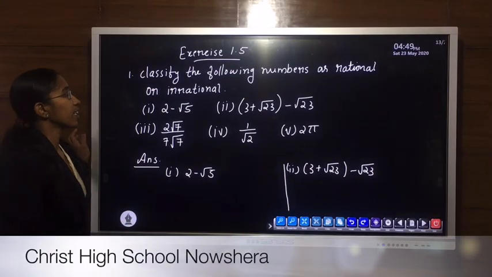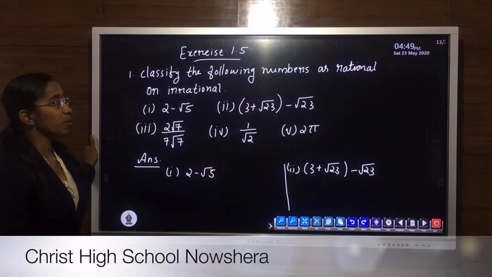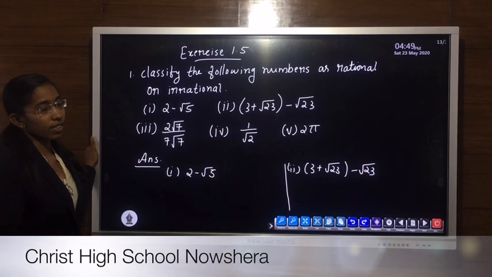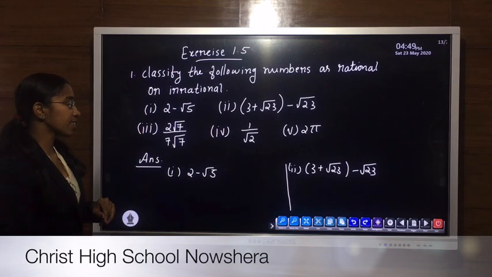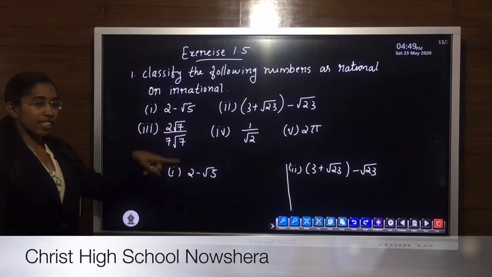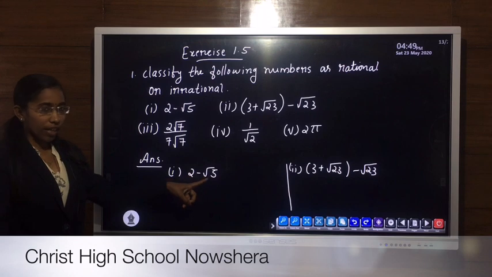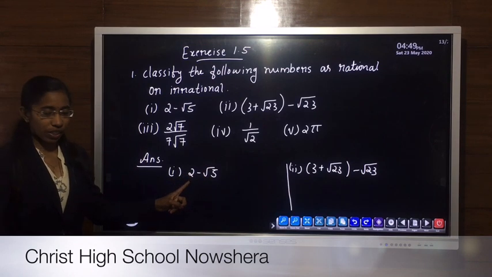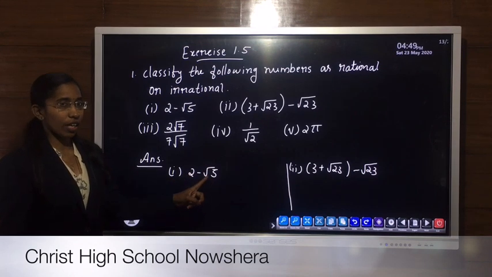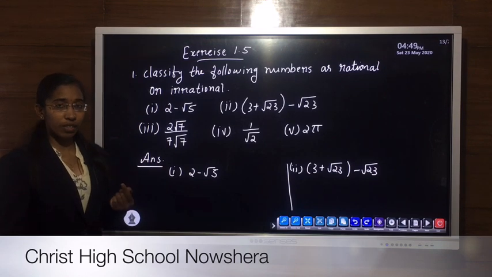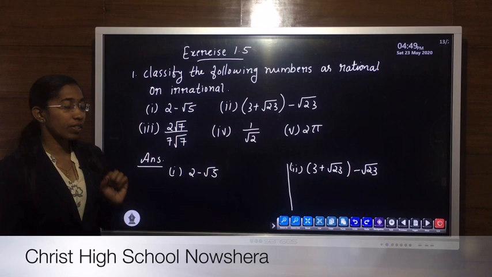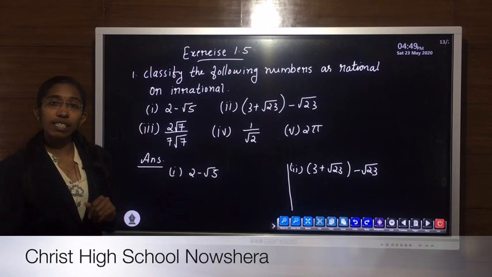1.5 first question. Classify the following numbers as rational or irrational. In this first question, there are 5 parts. First one, 2 minus root 5. 2 is a rational number and root 5 is an irrational number. So we know the first property: the sum or difference of a rational number with an irrational number is always irrational.